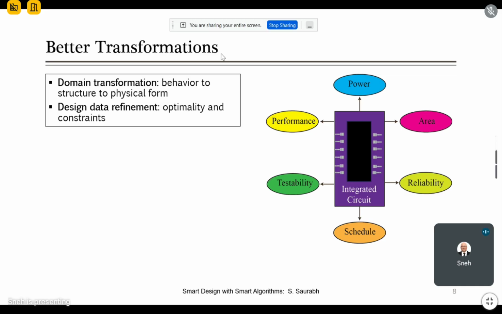So these are the figures of merit. And finally schedule. शेड्यूल का क्या मतलब होता है? एक प्लान में वर्क करना. Right. The schedule means that you have a time.